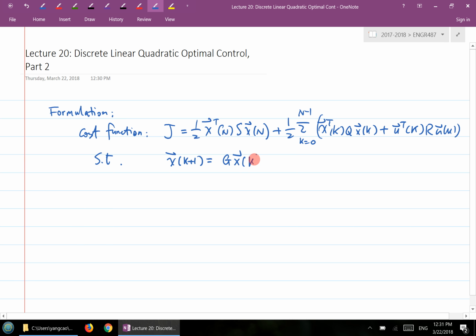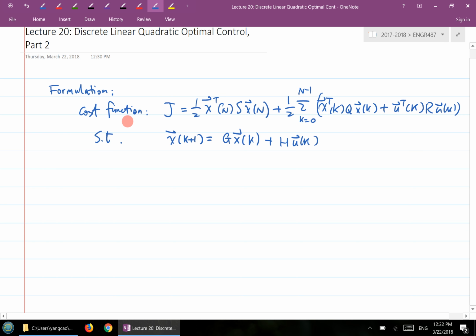So just a quick review of the idea of a linear quadratic optimal control here. Basically we're trying to minimize the cost function here, and the cost function is given in a quadratic format, so J equals 1/2 the final state, where N is the final step, and x of N is the final state.